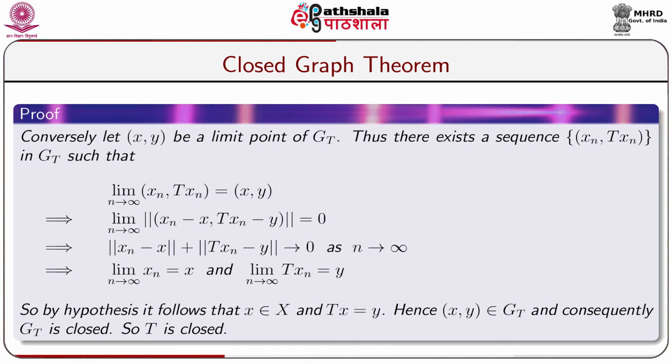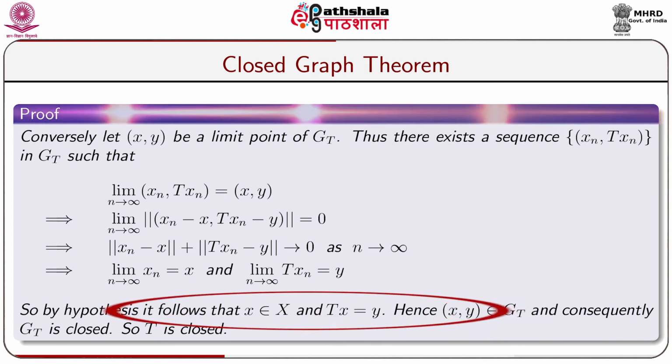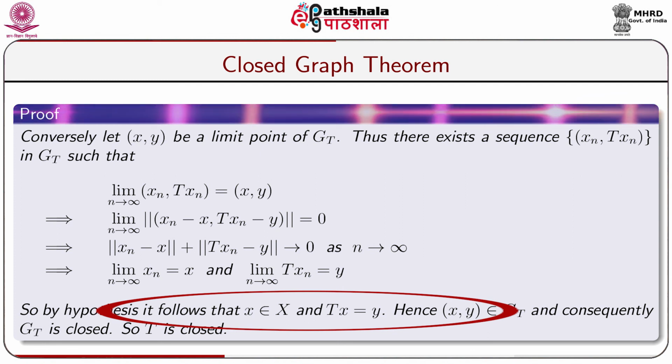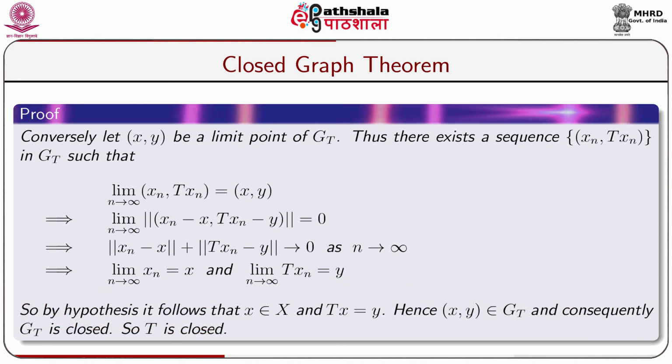So, by hypothesis, it follows that x belongs to capital X and Tx is equal to y. Hence, (x, y) belongs to G_T and consequently G_T is closed. So, T is a closed linear operator.